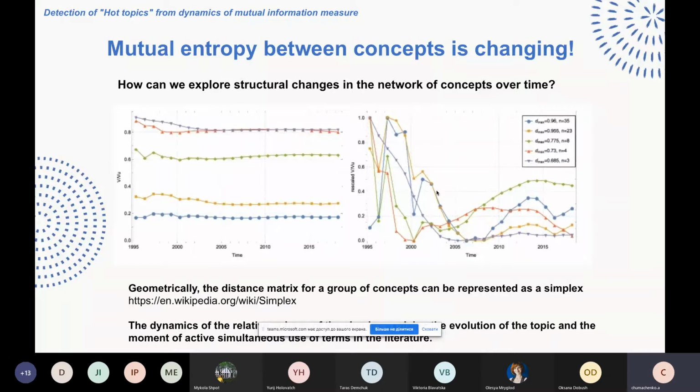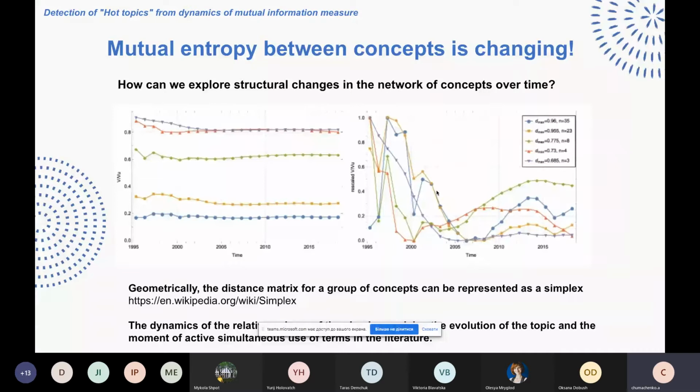And if you go to higher dimensions, we can include a lot of concepts there and say, okay, let's calculate the volume of this simplex, the unit simplex, and the deformed simplex. Because deformation of the simplex, when it's shrinking, shows that some discussion is going on, and these concepts are connected. The smaller the volume occupied by the concepts, the more active the discussion is going on with this group of concepts.